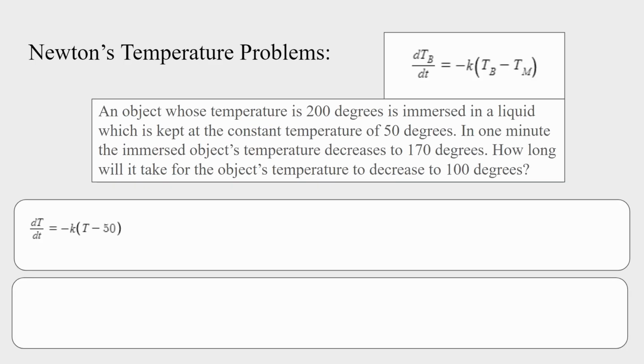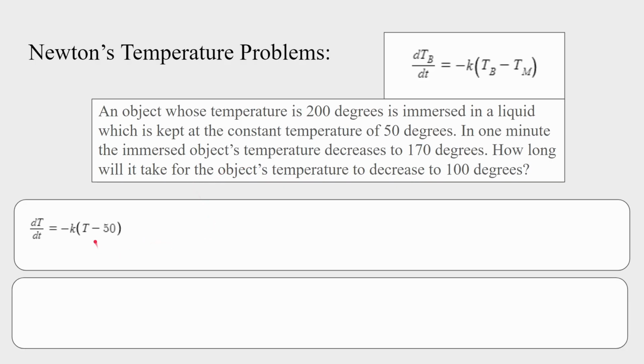Cool. An object whose temperature is 200 degrees is immersed in a liquid, which is kept at the constant temperature of 50 degrees. In 1 minute, the immersed object's temperature decreases to 170 degrees. How long will it take for the object's temperature to decrease to 100 degrees? Okay, guys, this is pretty sweet.